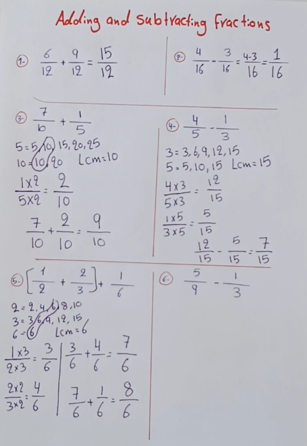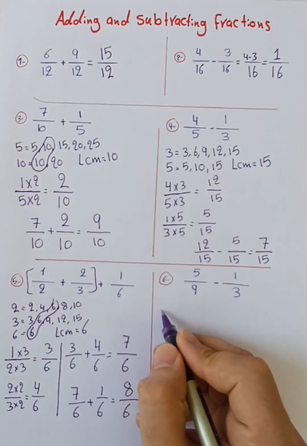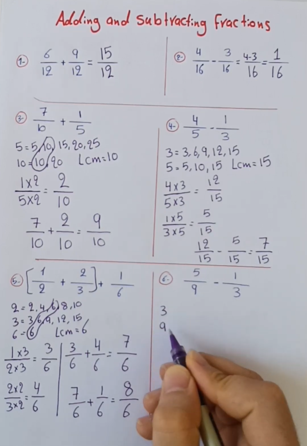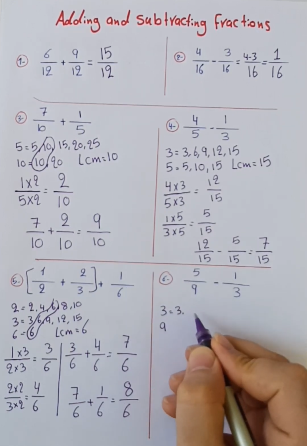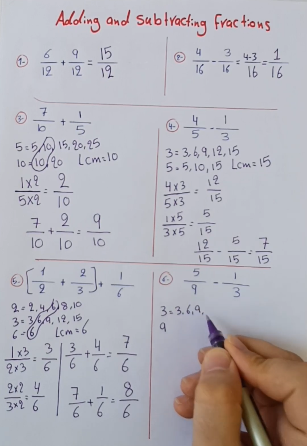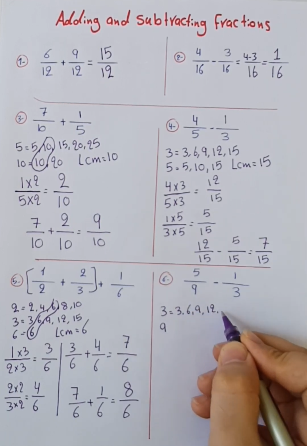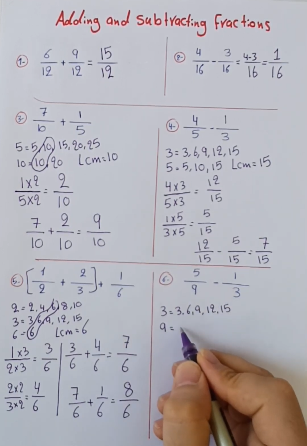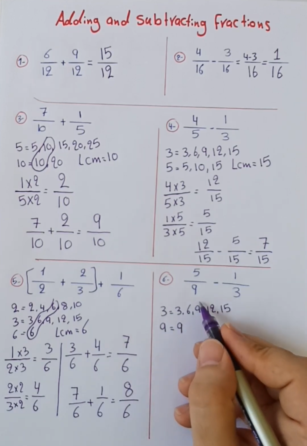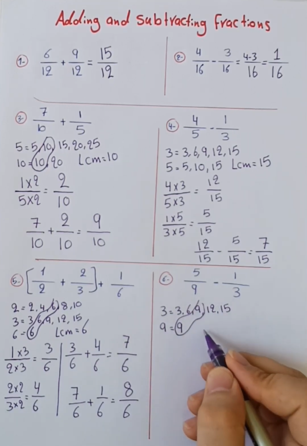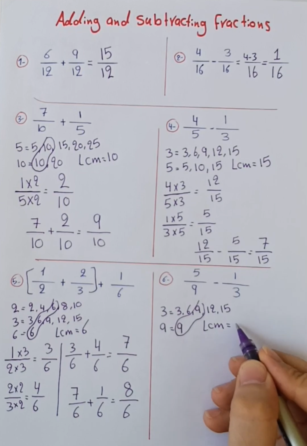Example number 6, we have 5 out of 9 minus 1 out of 3. We have different denominators, so we have to find the least common multiple for the denominators 3 and 9. For 3 we have 3, 6, 9, 12, 15. For 9 we have 9. So we have a repeating number. It means the least common multiple equals 9.